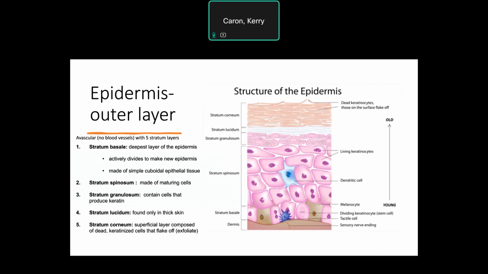And the stratum corneum is the most superficial layer. And this is the layer that flakes off continually as we go about our day. It's dead, keratinized, waterproofed cells, and they flake off. And this would be the layer that you would exfoliate or remove.